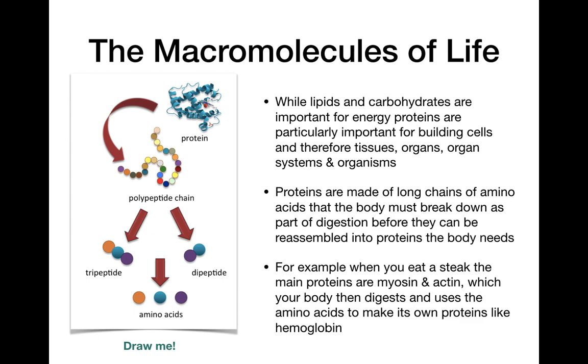So in steak, for example, the main proteins are myosin and actin. Those are two proteins that are in your muscles, as well as in other things that we eat, like cows. Our body will then take those big proteins and digest them and use the amino acids from that to make our own proteins. Another example here is hemoglobin. Hemoglobin is an important protein in your red blood cells. It helps carry oxygen around your body. So we take the molecule, break it down, and then build it back up to what we need.